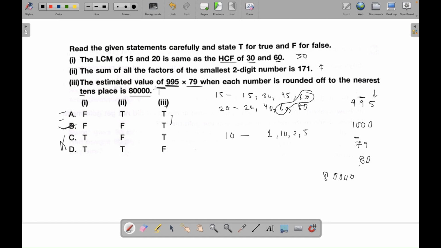So this closes the discussion on HCF and LCM. And then we are going to discuss fractions in the next class.